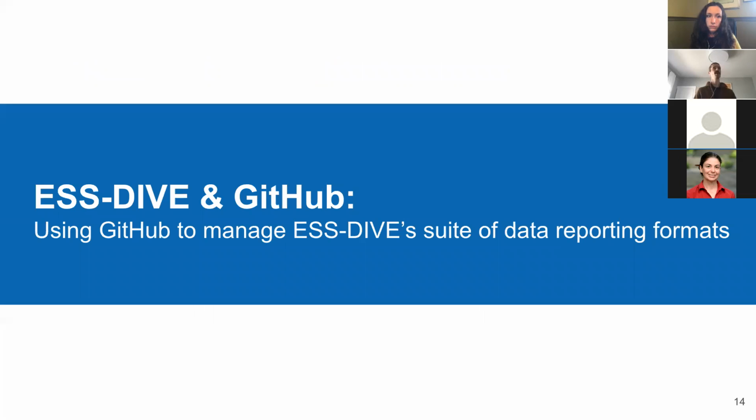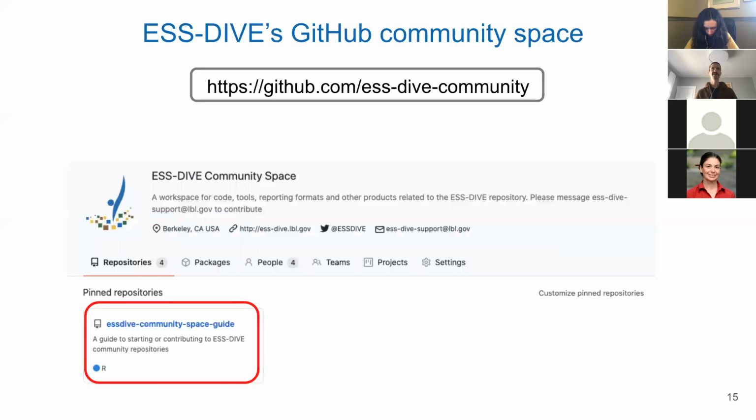All right, so next I'm going to show you our GitHub community space for ESS-DIVE. Here you'll see some screenshots of the GitHub community space. I think we're dropping a link to this page in the chat right now, but this is the home page that you'll see when you visit our ESS-DIVE community space on GitHub. Right now it hosts documentation about our data reporting formats mostly, but we do envision and plan for this space to host community developed code that's related to the ESS-DIVE repository or tools that interact with the repository.